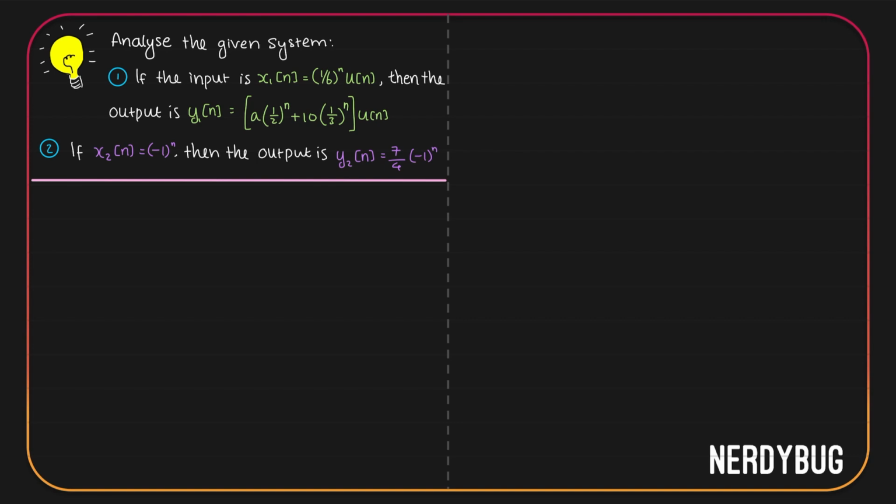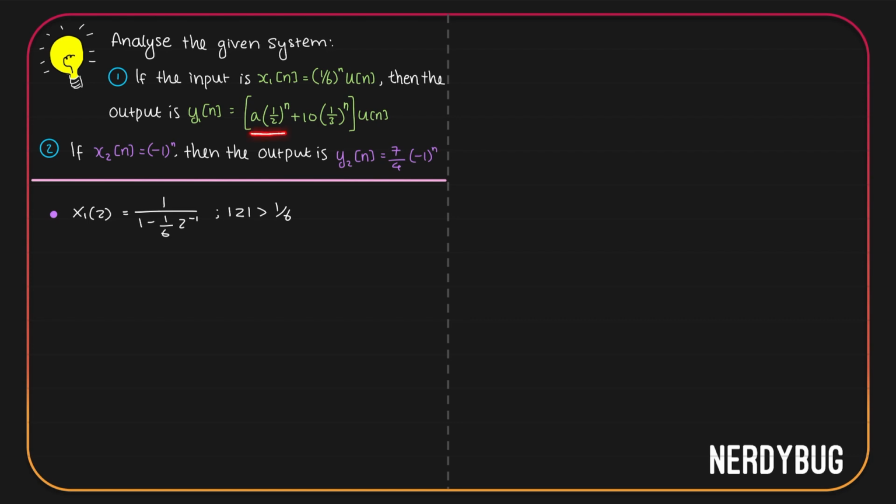Let us take the first part. x1 of n is 1 by 6 raised to n u of n. Let us write its Z transform, which is x1 of z. This is of the form a raised to n u of n. So its Z transform will be 1 by 1 minus 1 by 6 Z inverse, and ROC will be magnitude of Z being greater than 1 by 6.